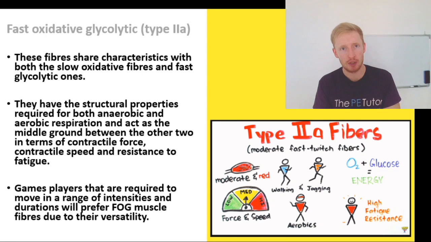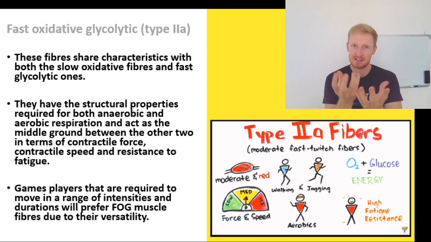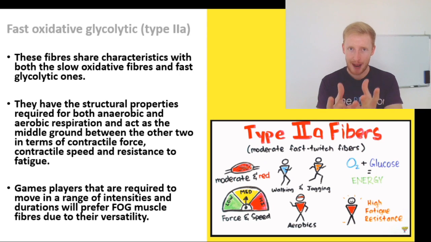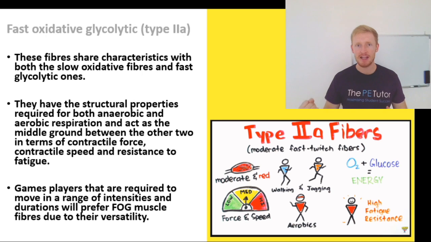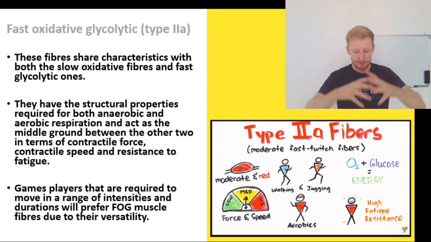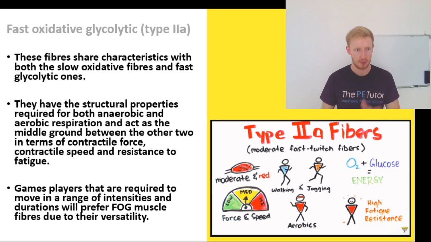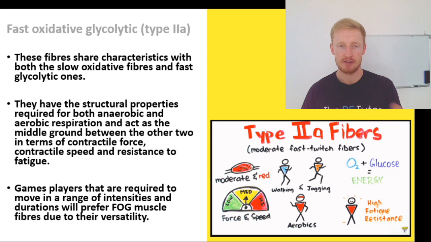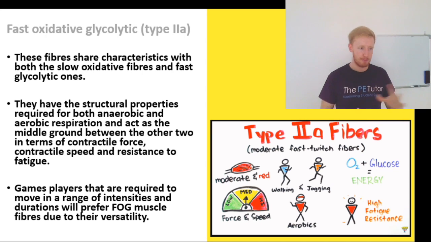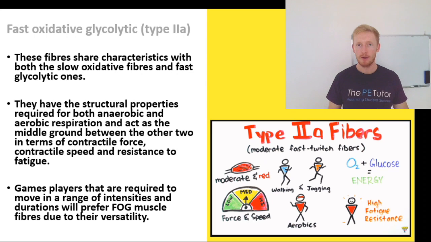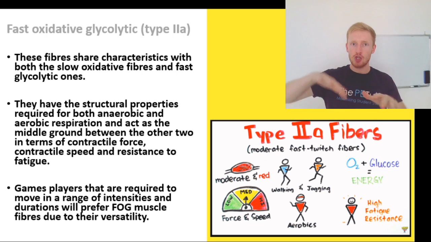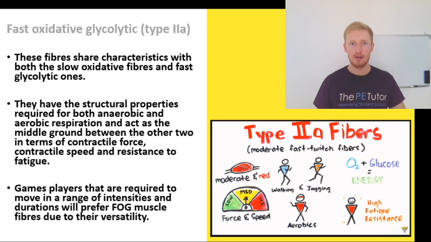What they're going to be good at is mixing the two. They'll be able to adapt to an environment which requires some endurance and some speed and power. This varying environment. So games players, as it says down in the third point there. So a footballer who has to go from a walk to a jog to a 30 meter sprint to then back into a jog. If we're linking it to training methods, fartlek. You know, that variation in speed and intensity.